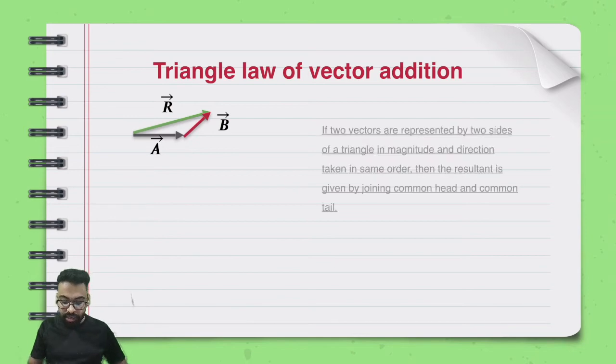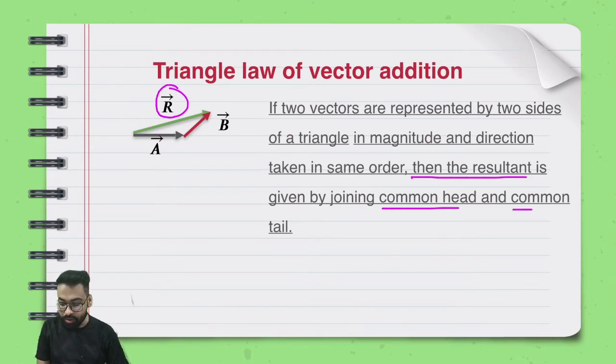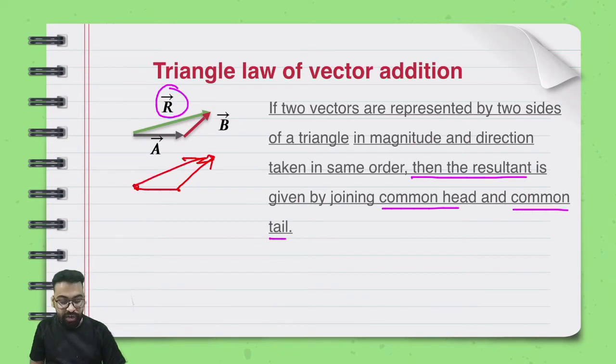So what we say over here is that then this resultant, what is the resultant? This is the resultant vector R. This is made by joining the common tail and common head. If I take these two vectors A and B, this is the common tail and this is the common head. So this becomes your vector R, that is the resultant. And I hope this triangle law is now more than clear to you.